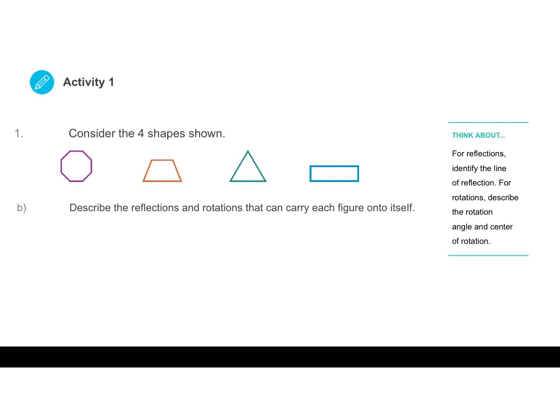Okay, now consider the 4 shapes shown. Describe the reflections and rotations that can carry each figure onto itself. I want you to highlight: for reflections, identify the line of reflection. For rotations, describe the rotation angle and center of rotation. All right, go ahead and pause and see if you can describe the reflections and rotations for each of these.